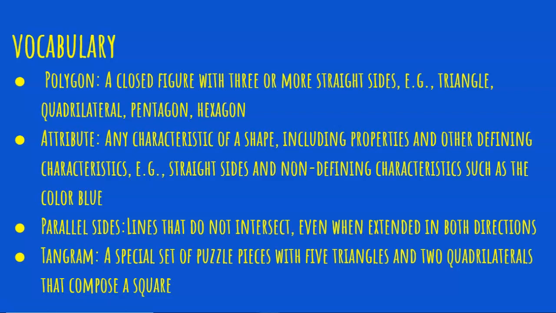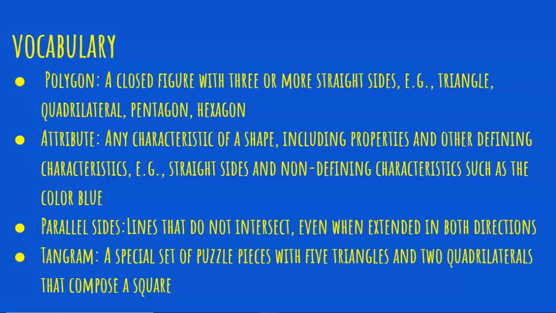When we want to think about these shapes, we want to think about their sides. We want to think about their angles. We also want to think if they have any parallel sides. Parallel sides are lines that do not intersect even when extended in both directions. So when we're looking at polygons, when we're looking at shapes, we also want to ask ourselves, does this shape have any parallel sides?